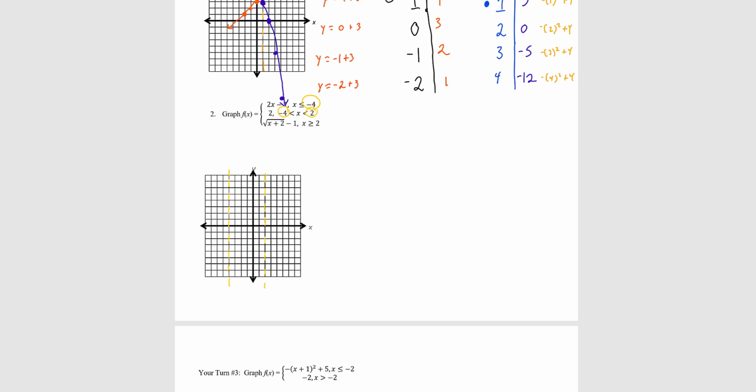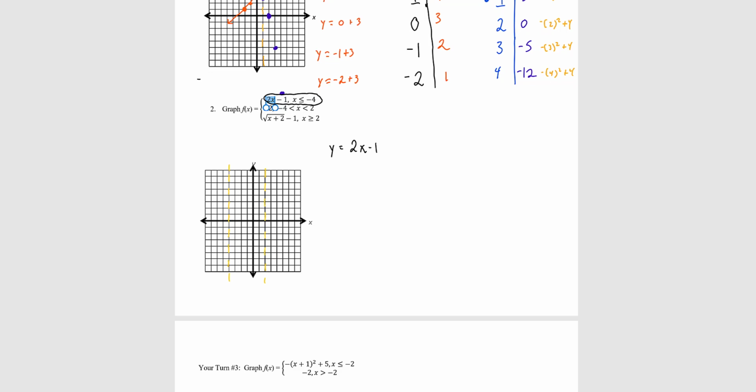See how we've kind of divided this graph into 3 sections, the one on the left, the one on the right, and the one in the middle. So let's take that first function, which is y equals 2x minus 1. And again, here we want the x values that are less than or equal to -4. So in our t-chart, we're going to start at -4. And of course, that's a closed dot at -4 because of the or equal to symbol. And then we're going to pick x values that are less than -4.